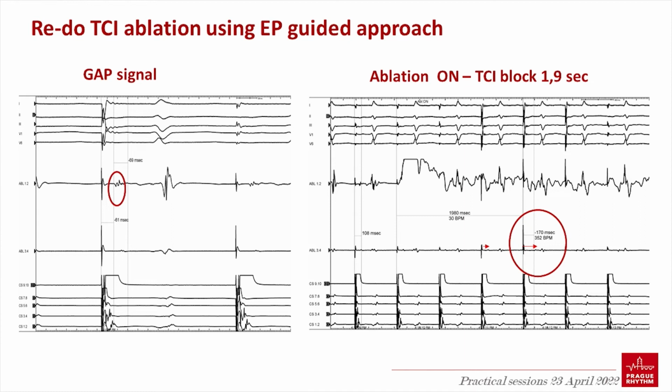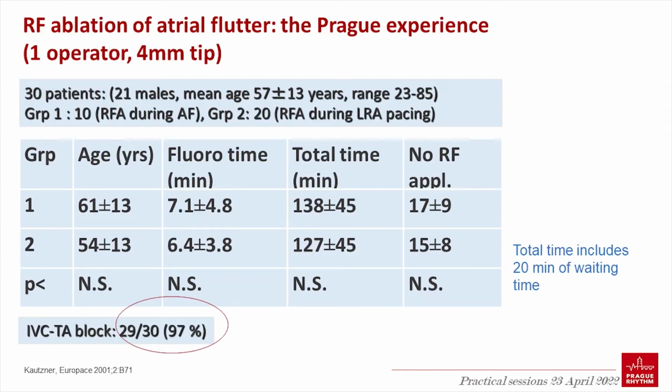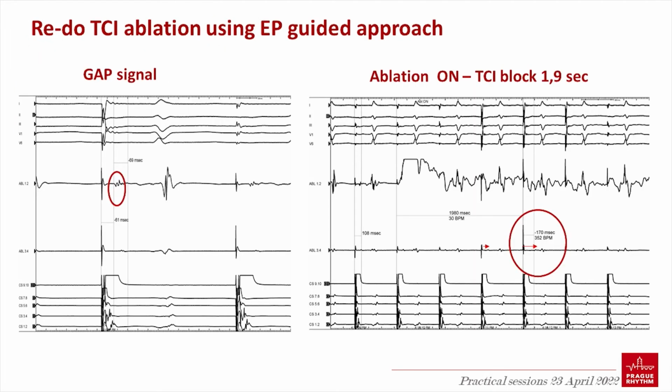Using this strategy, we described back in 2000, in an abstract, an acute success of ablation with a 4 mm catheter in 97%. And there were no differences between cases performed during atrial flutter or during pacing from the right atrium. Using this strategy of point-by-point ablation, we can look for some gap signals during redo procedures. And this can facilitate the ablation.